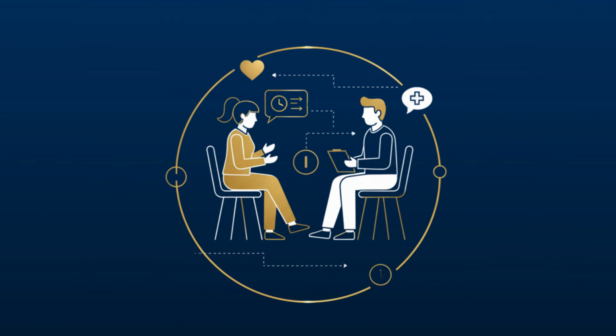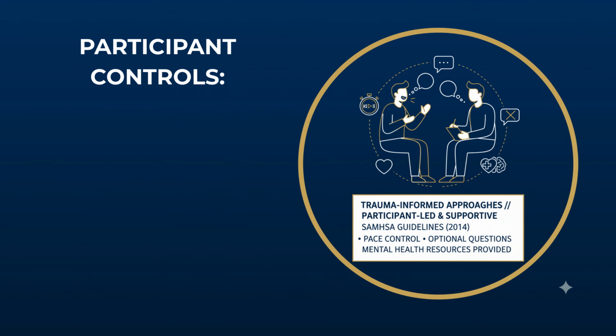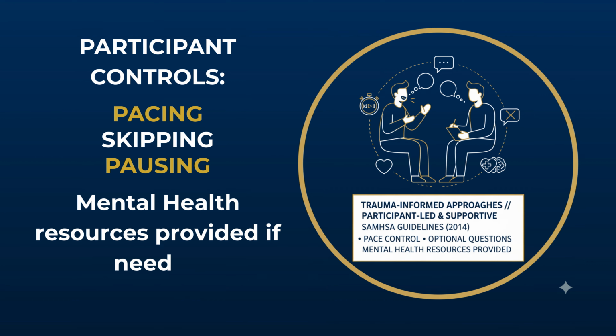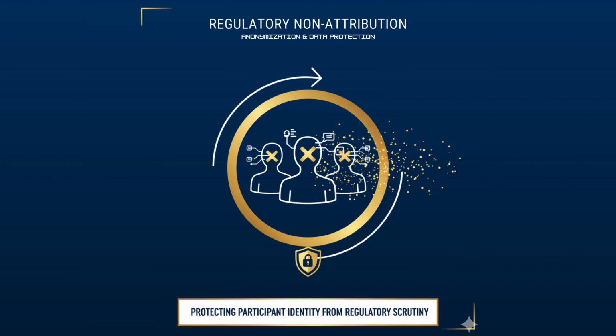Second, trauma-informed interview protocols. Following SAMHSA guidelines from 2014, the interview will use trauma-informed approaches. The participant controls the pacing, can skip questions, or pause the interview, and mental health resources will be provided if needed. This ensures the research process doesn't replicate the state-sanctioned surveillance that characterizes prohibition.